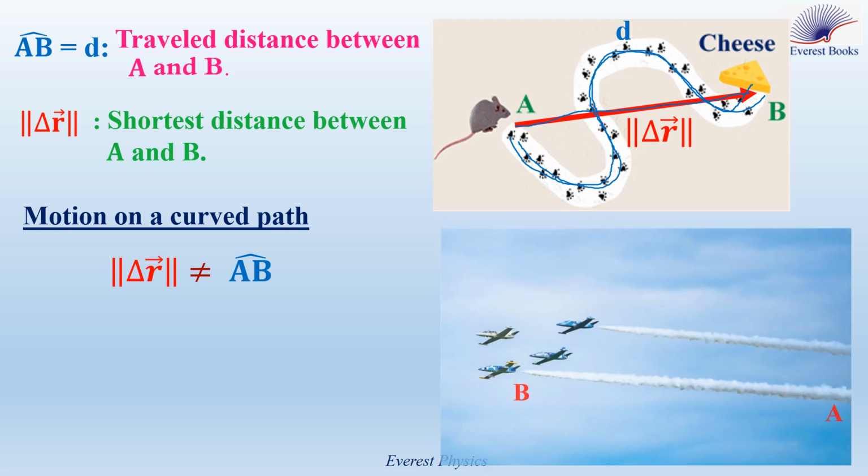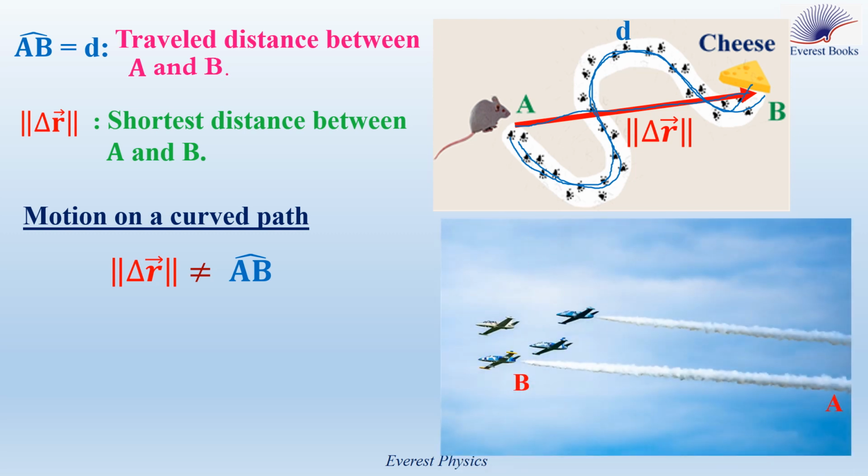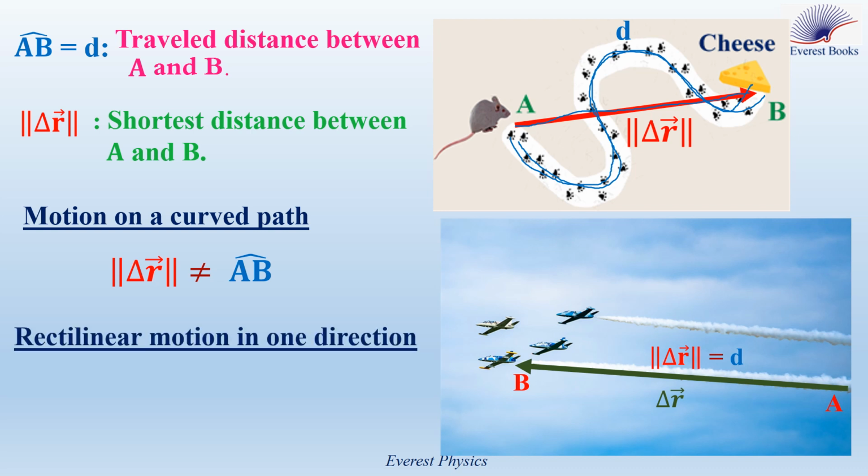So, on a curvilinear motion, the magnitude of the displacement vector is not equal to the actual distance AB or D. On the second figure, this plane moves in one direction from A to B. The displacement vector of this motion is delta R, and the magnitude of delta R is equal to the actual distance D. So, in a rectilinear motion in one direction, the magnitude of the displacement vector is equal to the actual distance covered during this motion.